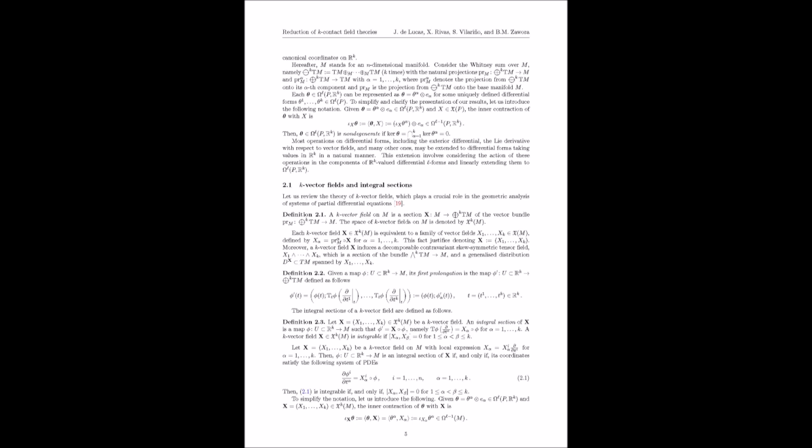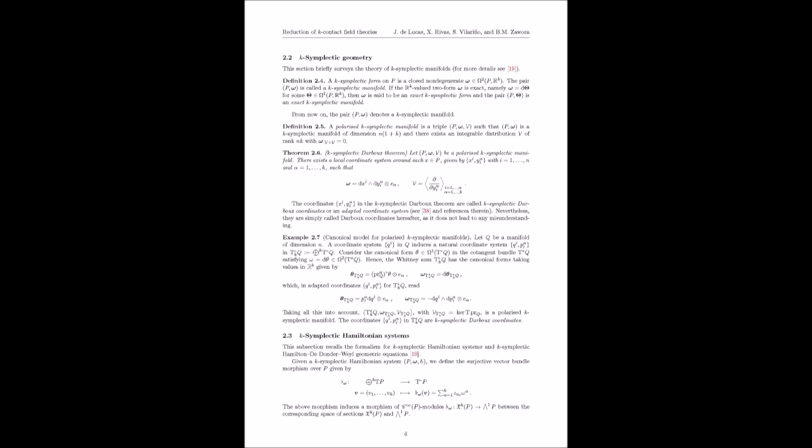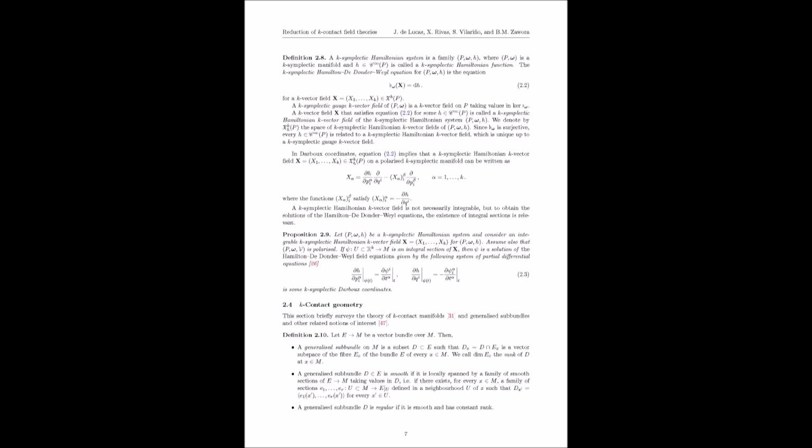Well, this has been an incredibly deep dive, really unpacking the intricacies of Marsden-Meyer-Weinstein reduction for K-contact field theories. We've gone from the geometric foundations all the way through the reduction theorems and the crucial comparisons with prior work. It's dense material, but hopefully breaking it down step by step has made it more accessible.